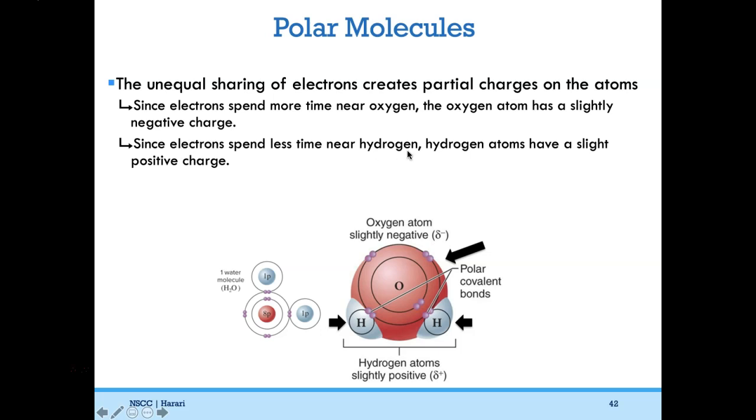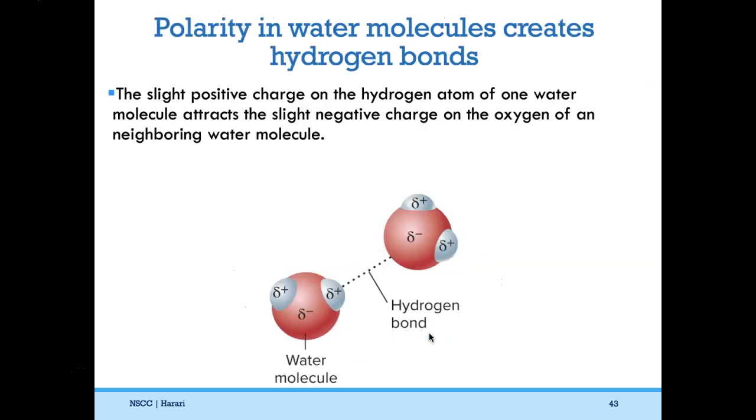Since electrons spend less time near the hydrogens, they have a slight positive charge. So this symbol represents the partial positive charge. So this means within one water molecule, the oxygen is partially negatively charged, and the hydrogens are slightly positively charged. Water is thus a polar molecule because it has unequal sharing of electrons. So if that's not clear, I would rewind and review.